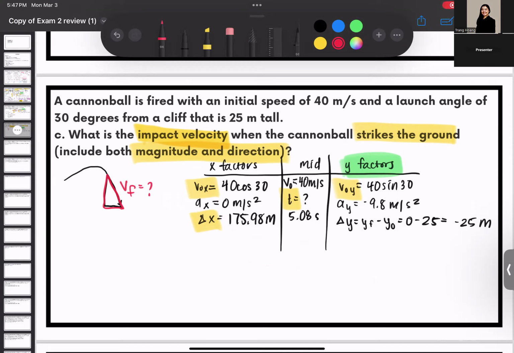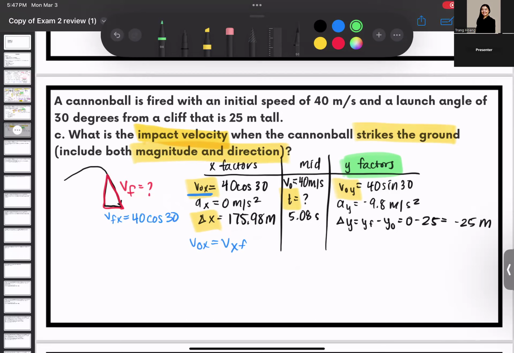So what we have again is a kind of a component issue, right? We have to use what we know to help us figure out what happens at the end. So what did we talk about earlier? We talked about how this V0X is equal to V final X. So in this case, we know V final X is equal to 40 cosine 30.